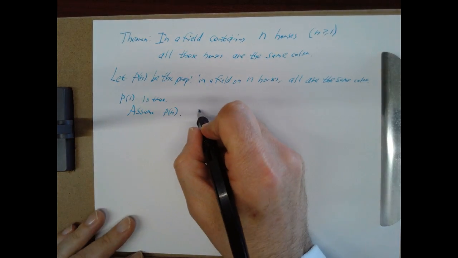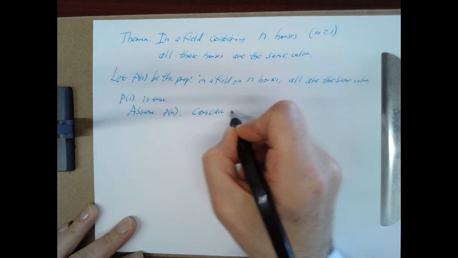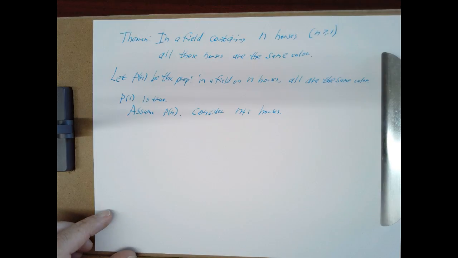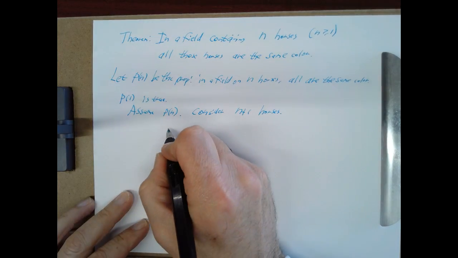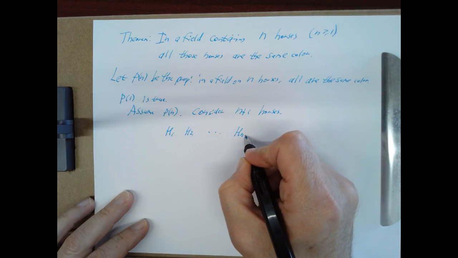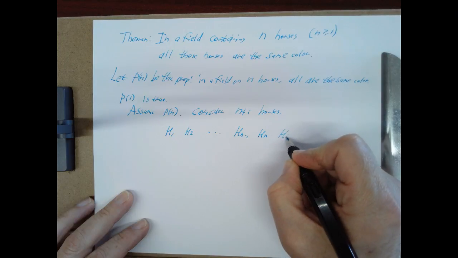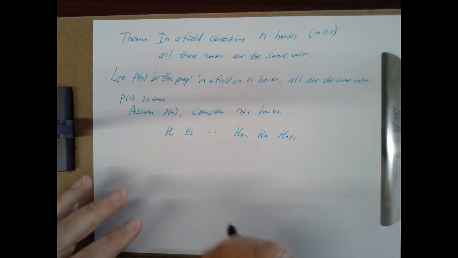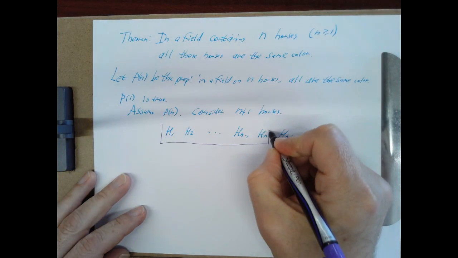Consider n plus 1 horses. So let me name these horses h1, h2, up to hn minus 1, hn plus 1. Those are great names. They all look alike, so you've got to have a way to tell them apart. All right, so there's our n plus 1 horses. We want to prove they're all the same color. Well, we can do the following. Consider the first n of those horses.